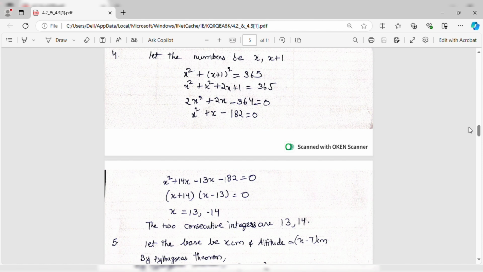After solving this and expanding (x plus 1) whole square, we will get x square plus x minus 182 equals 0. And we will get two factors, x plus 14 and x minus 13, equals 0. x will have two roots, 13 and minus 14. So the two consecutive integers would be 13, 14.